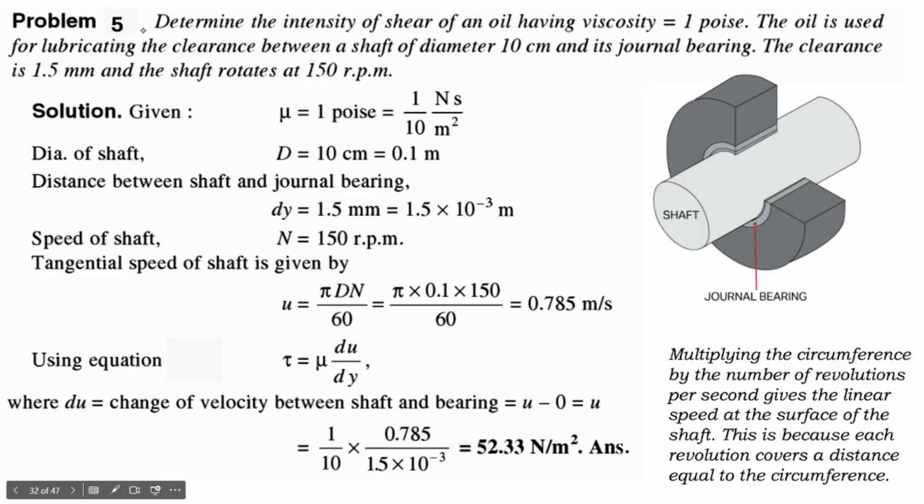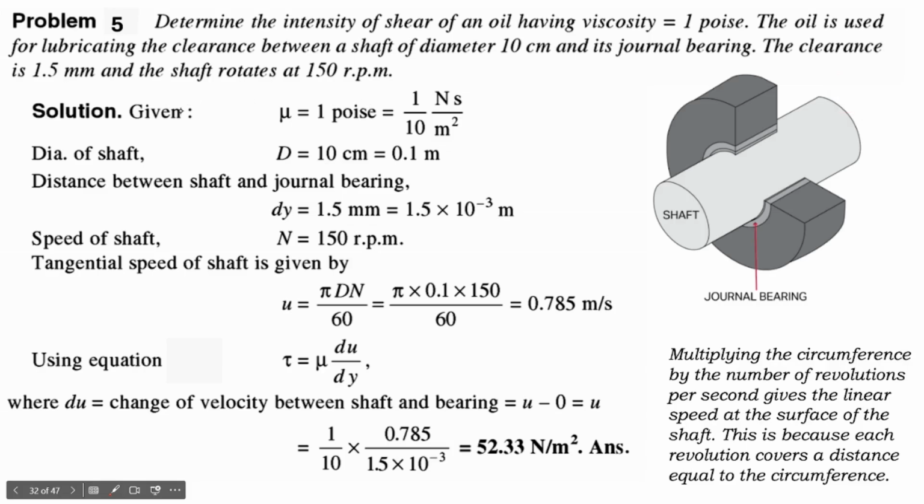Now the oil is used for lubricating the clearance between a shaft of diameter 10 centimeter and its journal bearing. See, this is the shaft, okay? This shaft has a diameter of 10 centimeter, right? And this is the journal bearing, and this journal bearing is definitely fixed. And the shaft is definitely moving, right? So the upper plate of the shaft is moving, and the distance between the fixed plate and the moving plate is given as 1.5 mm, and the shaft is rotating at 150 rpm.